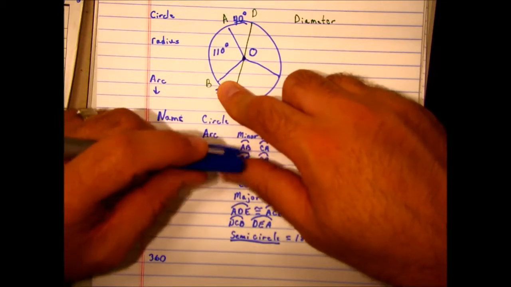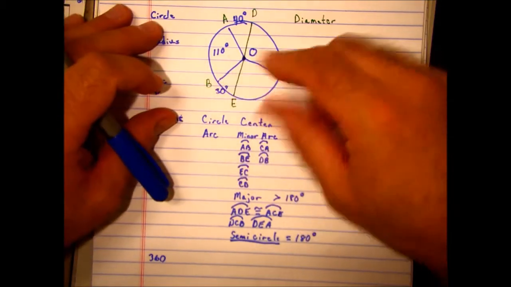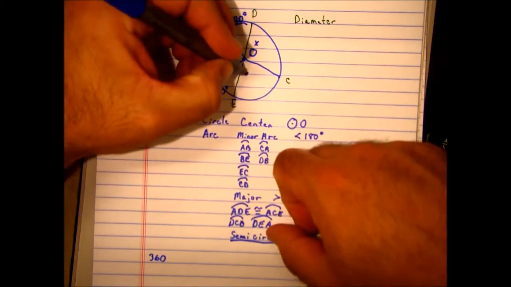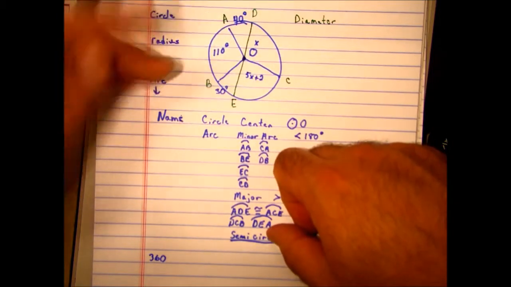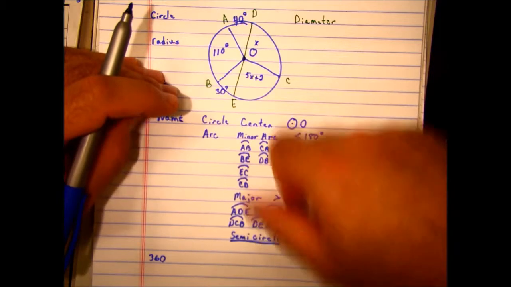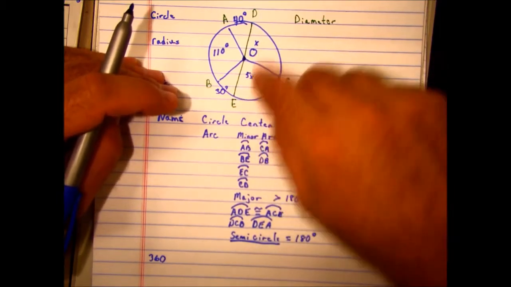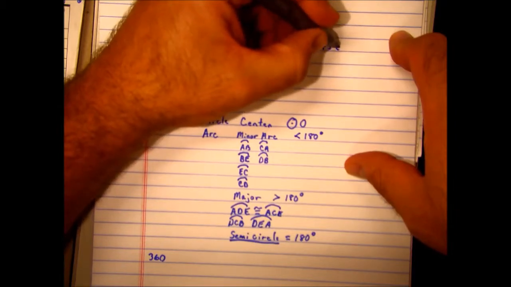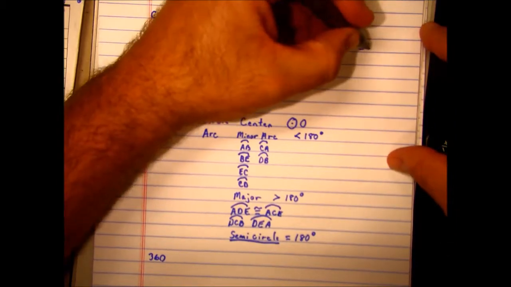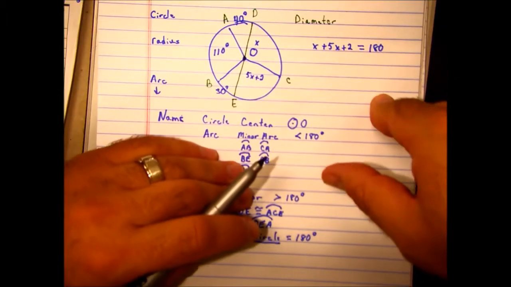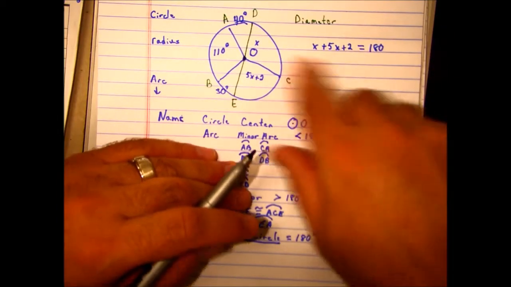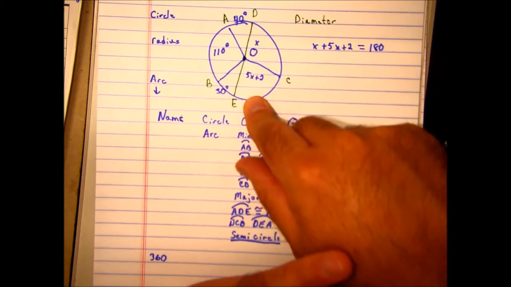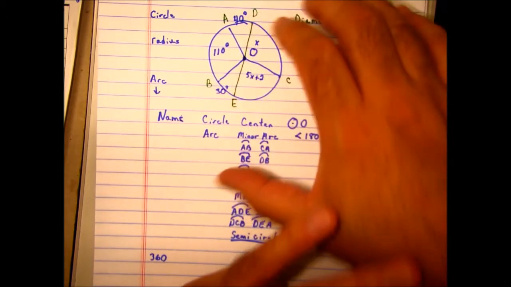Now, why does this become a little difficult? Because sometimes you might have to add pieces. For example, let's say this one's x and this is 5x plus 2. I would say these two things must add up to 180, so x plus 5x plus 2 equals 180. Find the answer, plug it back in, and find out what each section is. So these things still happen.